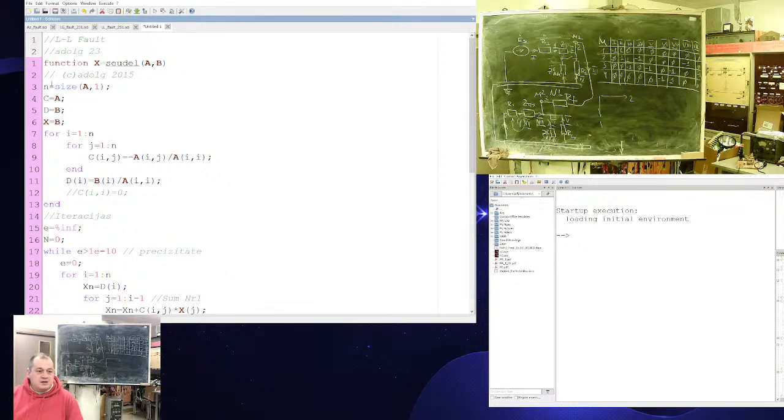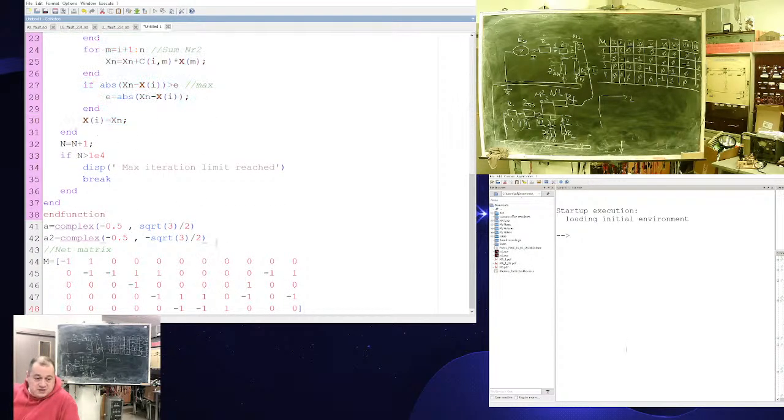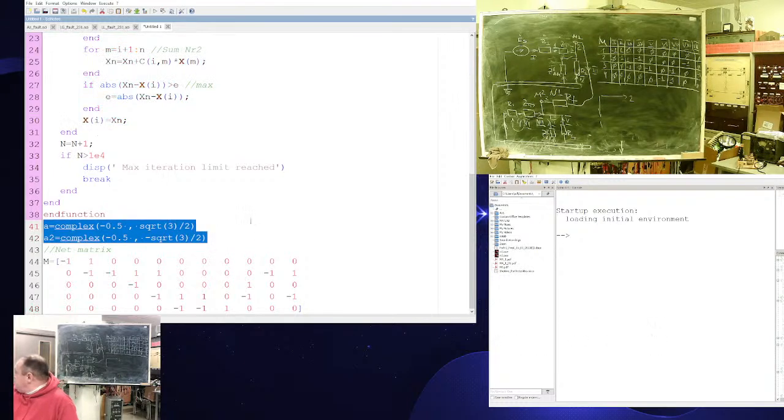So this part is a magenta color. It's a Zeidel function to solve system of linear equations. Also, to work with Fortescue transform, I immediately put values for rotation factor a and a squared. I will need them.